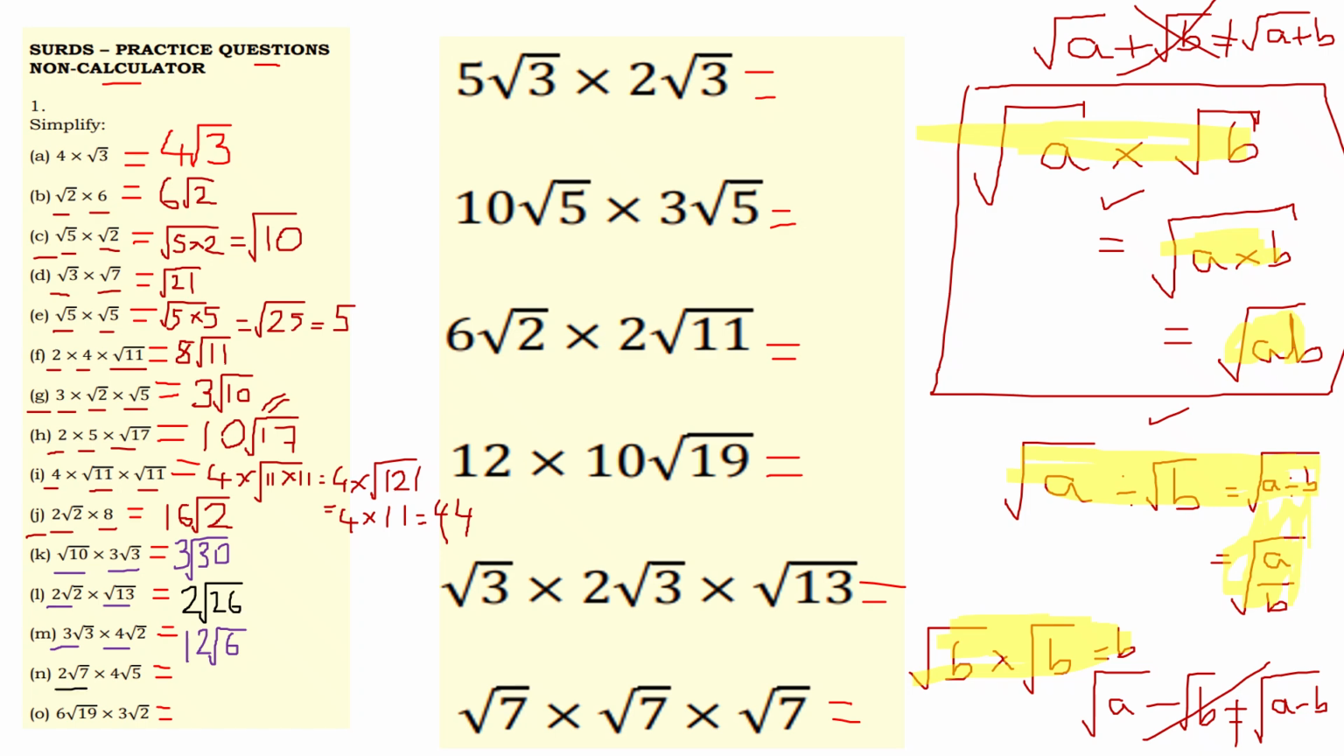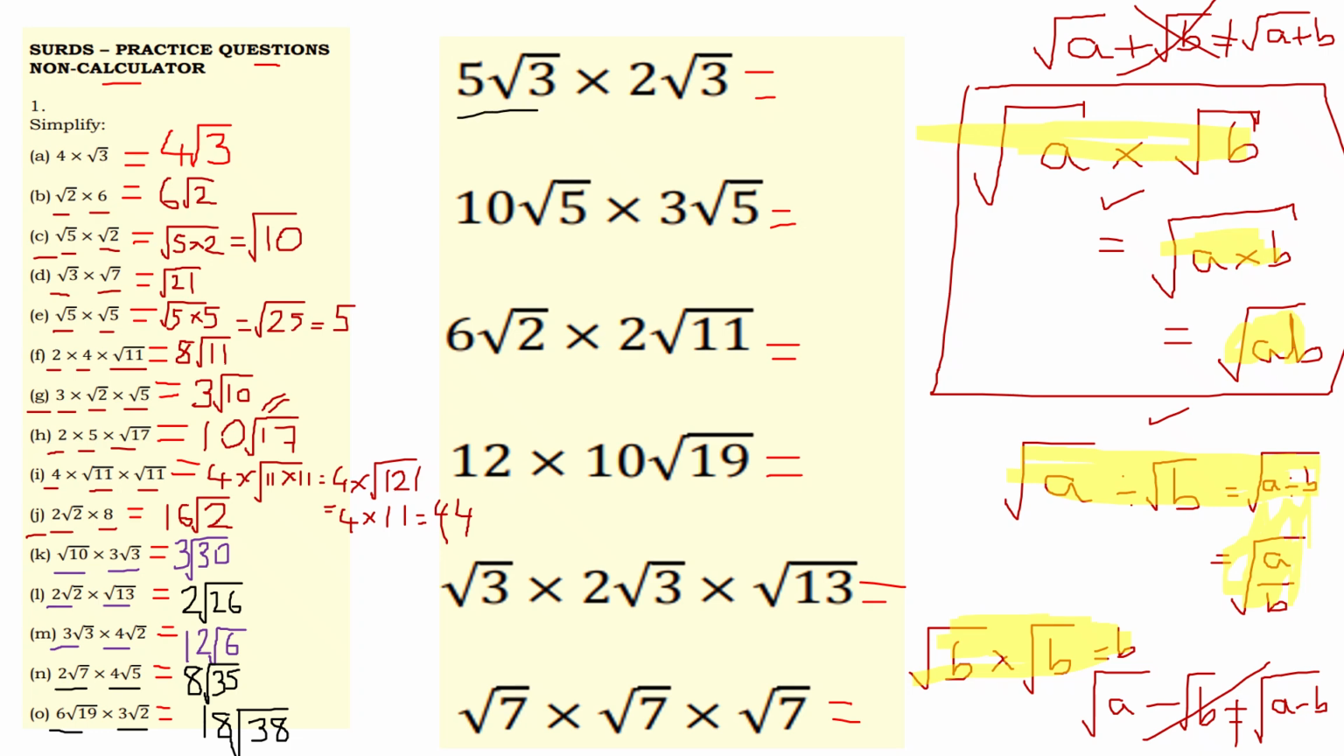Part N, 2 root 7 times 4 root 5. 2 times 4 is 8. Root 7 times root 5 is root 35. Part O, 6 root 19 times 3 root 2. 6 times 3 is 18. Root 19 times 2 is root 38. So 18 lots of root 38. Okay, so we're getting there now.